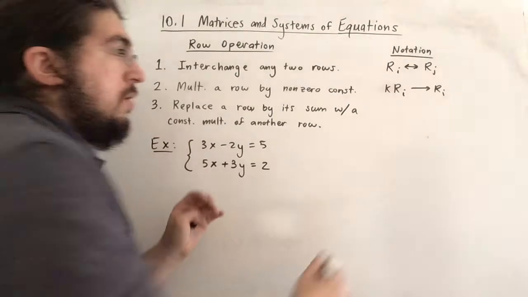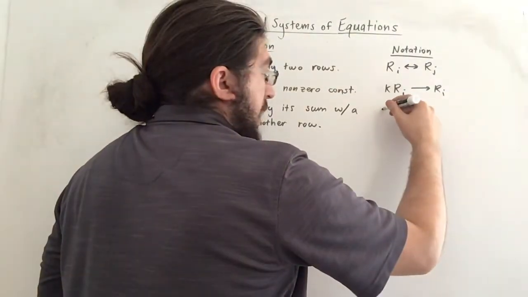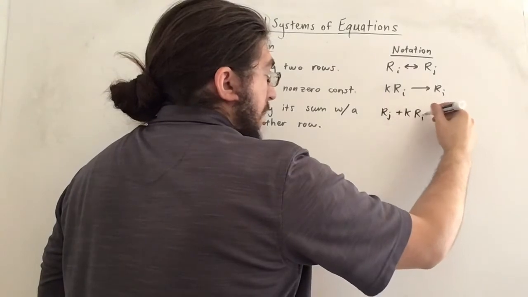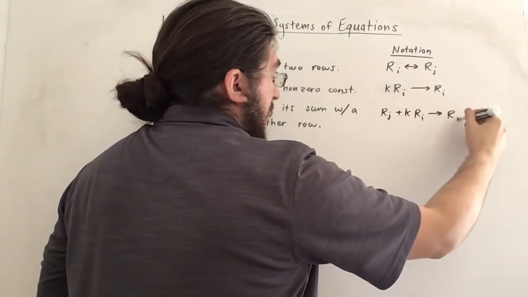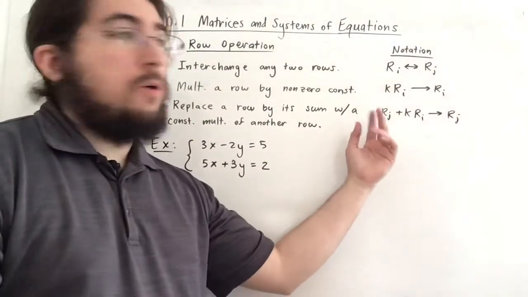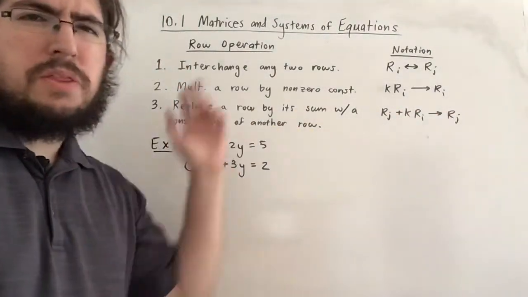And then this one would be something like this. This would be, let's say, r sub j plus a constant times r sub i, and that'll replace r sub j. So you add a constant multiple of some other row to a row, and that replaces that row. That's what the third one says.